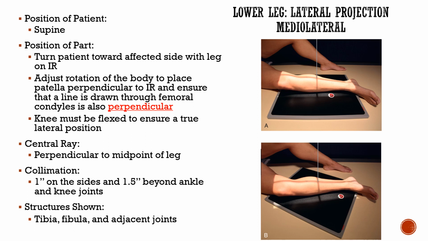The knee must be flexed to ensure a true lateral projection. Our central ray is going to be perpendicular to the midpoint of the leg. Collimation must be 1 inch on the sides and 1.5 inches beyond the ankle and the knee joints, and it's the same structures shown as we have with the AP projection as well.